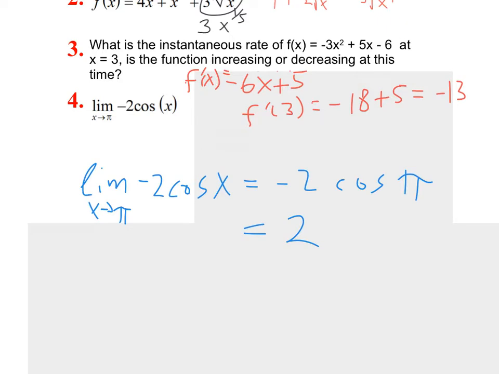For the last problem, you're going to be plugging in pi because we're just trying to find the limit, and unless the function becomes undefined, you can just plug it in. For cosines and sines, I can plug in whatever I want. So the cosine of pi is -1, so -2 times -1 gives me +2. Let's move on.